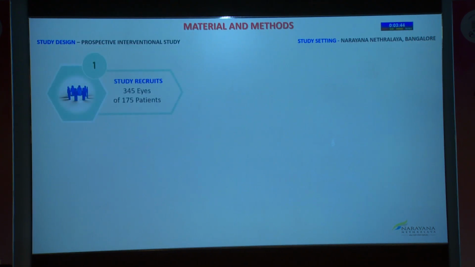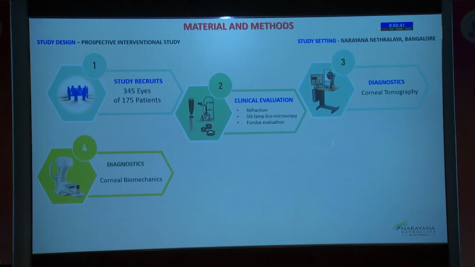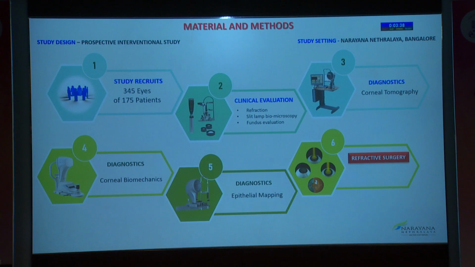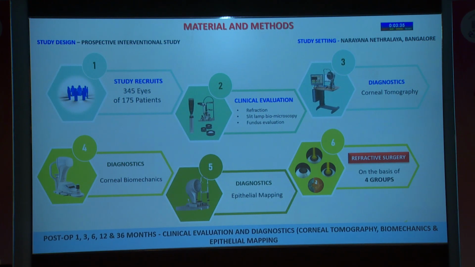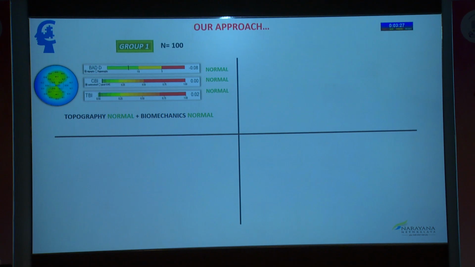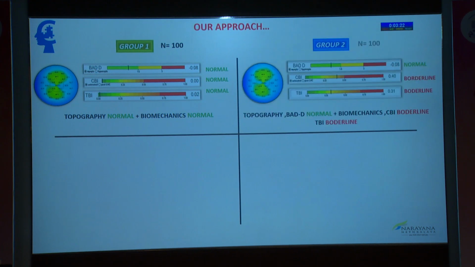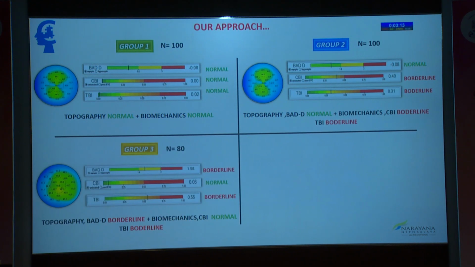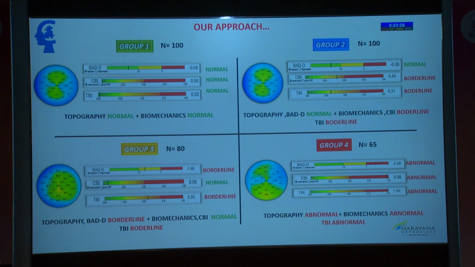It was a prospective interventional study where extensive clinical evaluation with diagnostics was performed. Patients were categorized into 4 groups, and then the refractive surgery was planned accordingly. They were evaluated at 1, 3, 6 months post-operatively, 1 year and 3 years post-operatively. So the 4 groups into which they were divided were: the first one having a normal tomography and biomechanics included 100 eyes, the second one with a normal tomography and bad D, a borderline biomechanics and CBI, and a borderline TBI, the third one having 80 eyes with borderline topography and bad D, normal biomechanics and CBI, and a borderline TBI, and the fourth one having all the indices abnormal included 65 eyes.